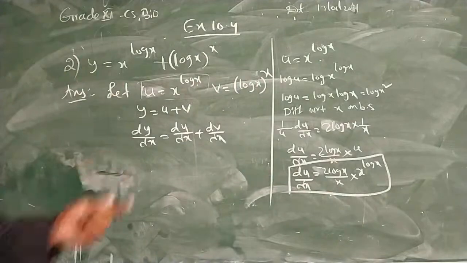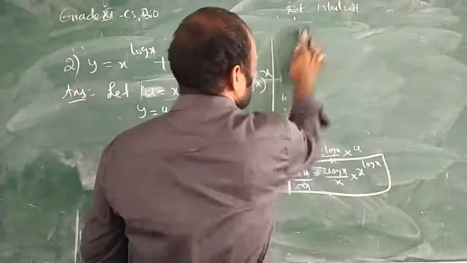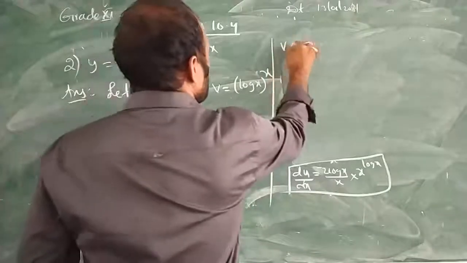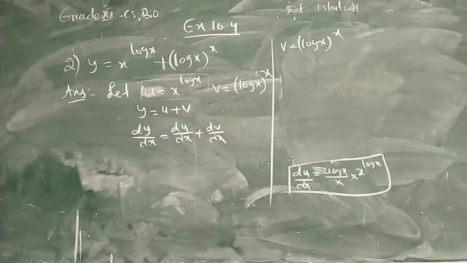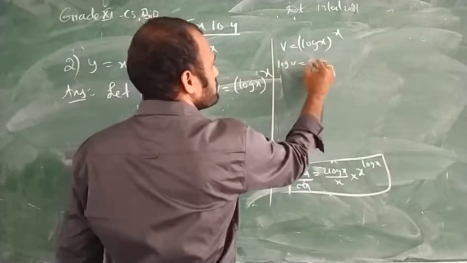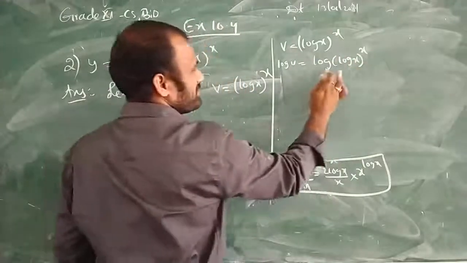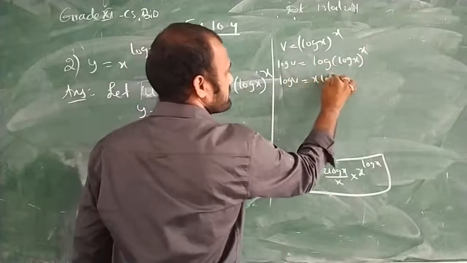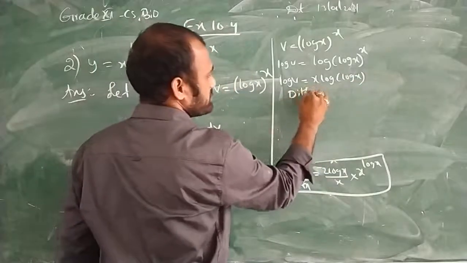Next, we will differentiate in the same way with respect to v. So the given v function is log x whole to the power of x. Apply log on both sides. It will be log v is equal to log of log x whole to the power of x. So the x will come in front. So log v is equal to x log of log x.